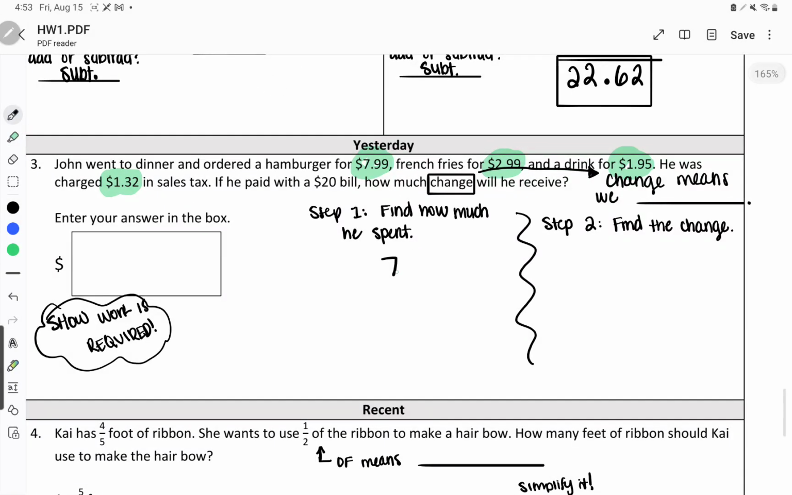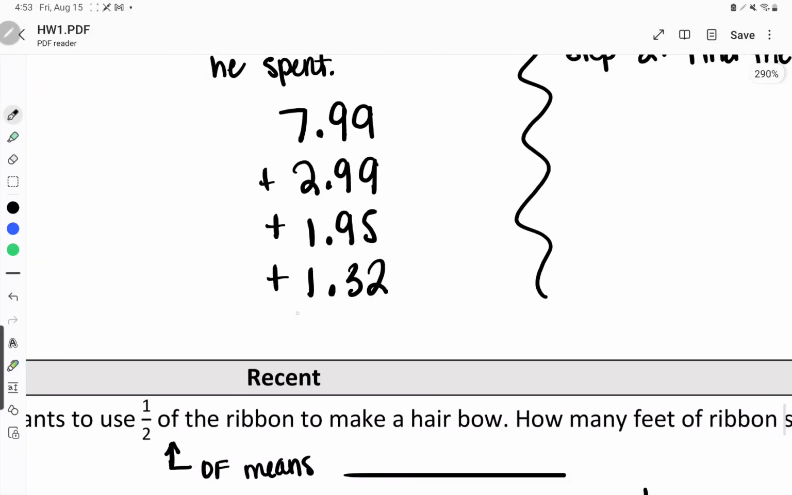So I'm going to do 7.99 plus 2.99 plus 1.95 plus 1.32. I'm going to add this all at once.